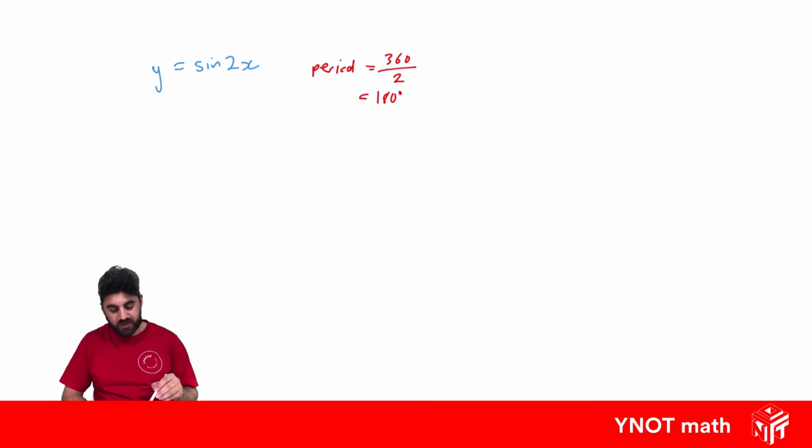So if we're graphing between 0 and 360 and the period's 180, we're going to get 2 full cycles in. And a nice way to think about it is pretty much whatever the coefficient is here is how many cycles or periods you're going to fit in between your 0 and 360. So let's have a look.